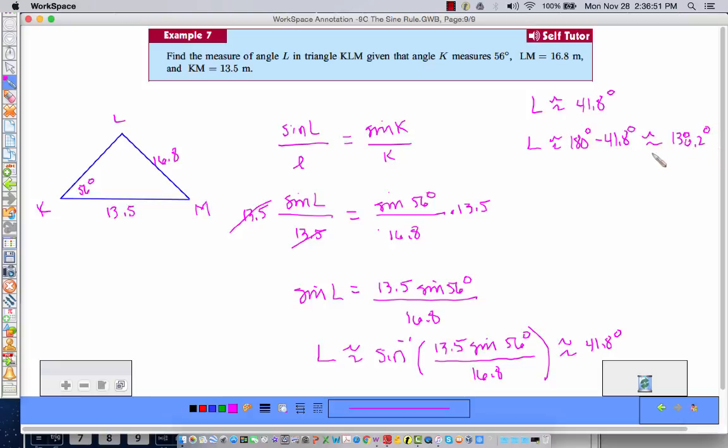Okay, but I've got to check it. 138.2 plus 56. Well, 130 plus 50 is already 180, plus 8 and 6 more. That is going to be greater than 180 degrees. Well, I can't have more than 180 degrees in a triangle, and I already have more than that with two angles. So this answer is thrown out, and this is my only solution.